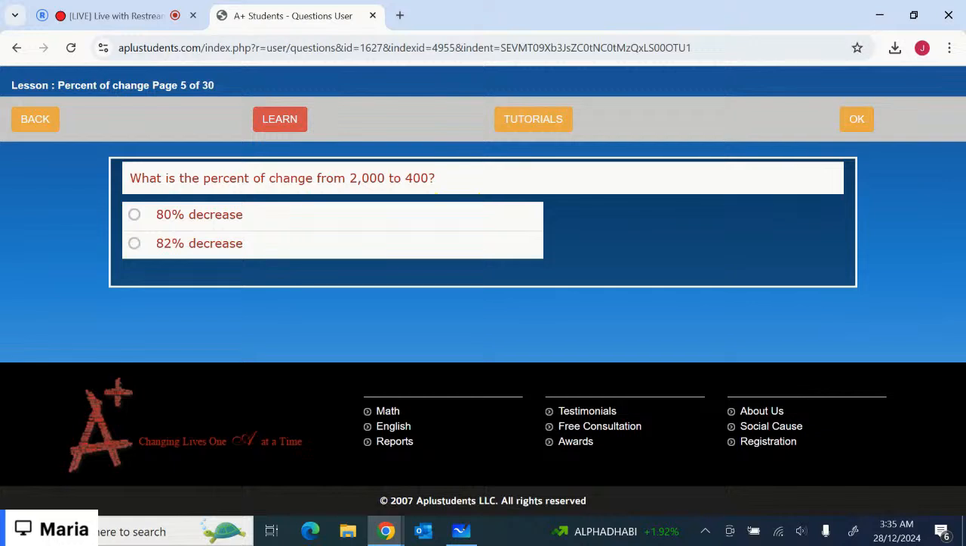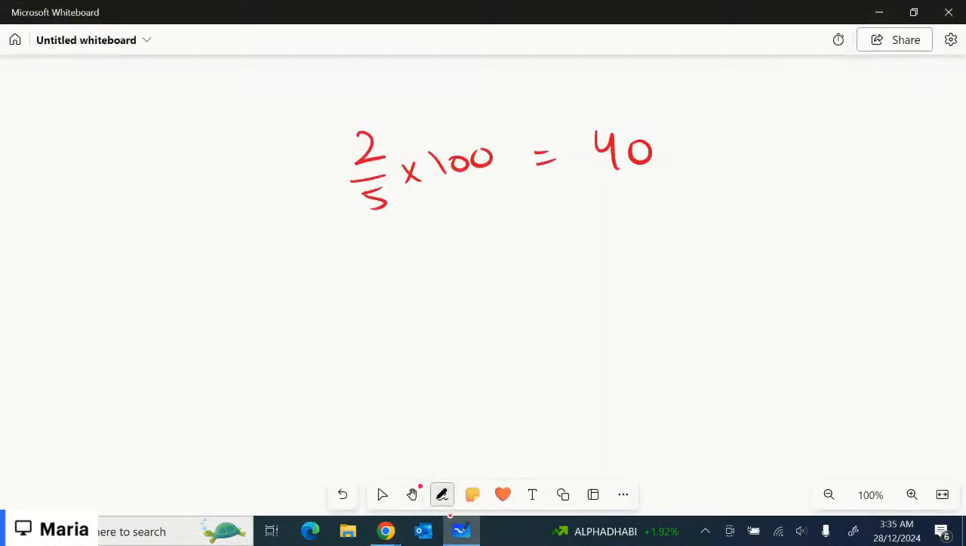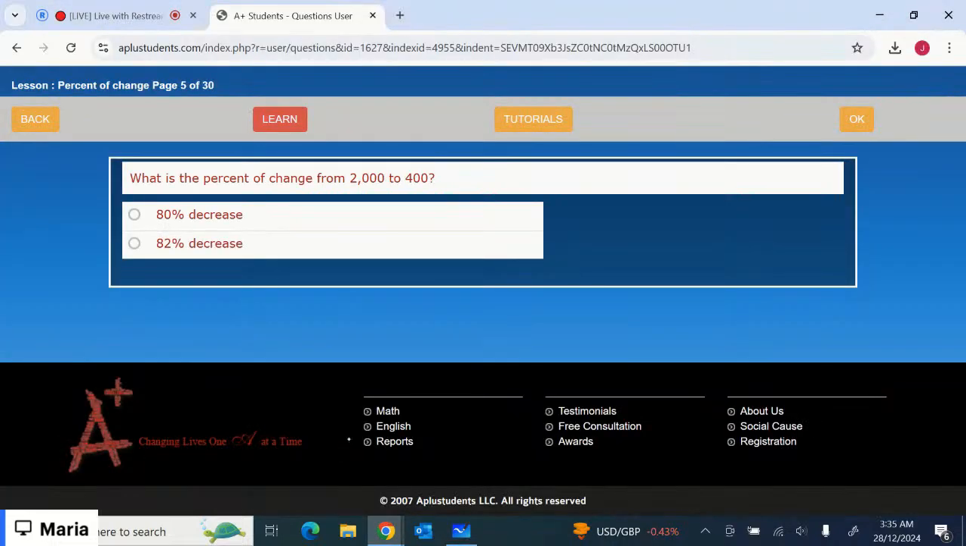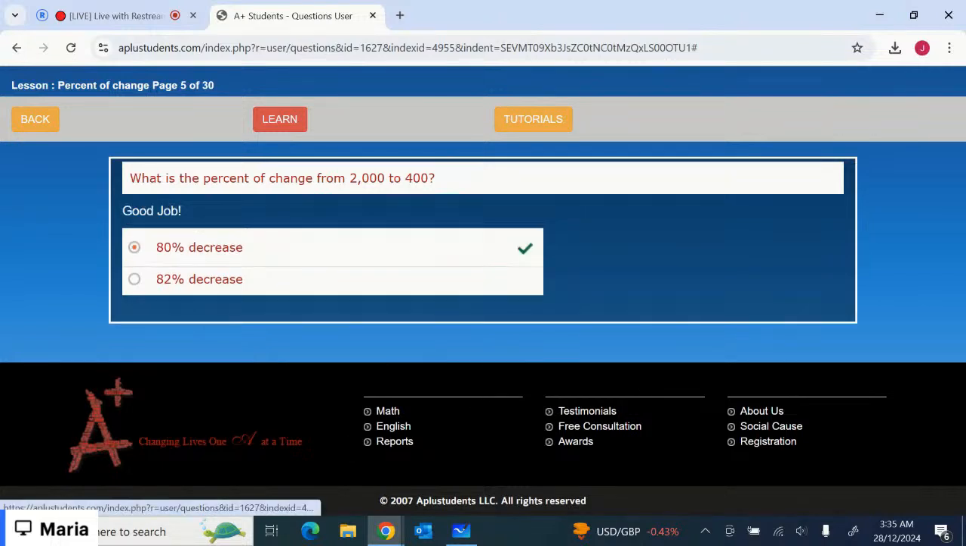What is the rate of change from 2000 to 400? So that is a decrease, right? Let's just do calculations. 2000 minus 400 is 1600. That is a decrease. 1600 divided by 2000. That is 80% decrease. The correct option is 80% decrease.